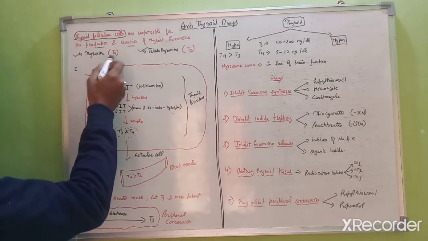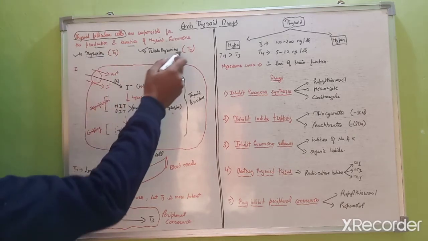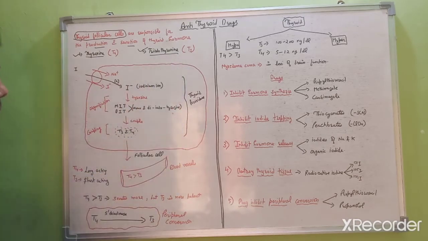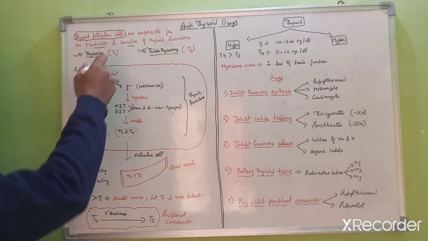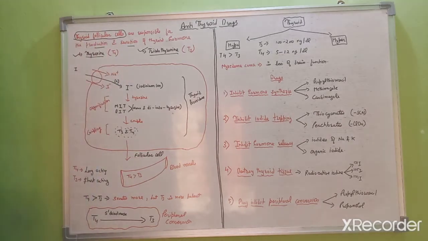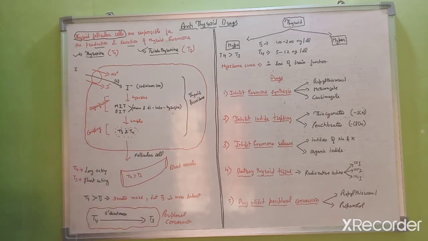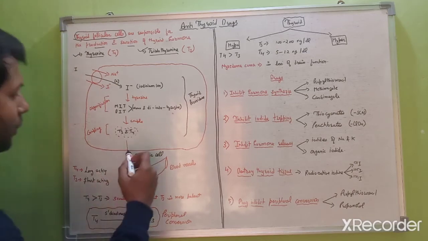T4 is known as thyroxine and T3 is known as triiodothyronine. So, with the help of the follicular cell, T4 and T3 are produced. Let us discuss how these are produced. So this is a follicular cell.